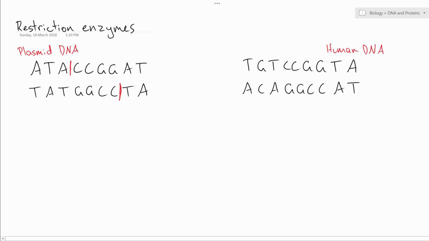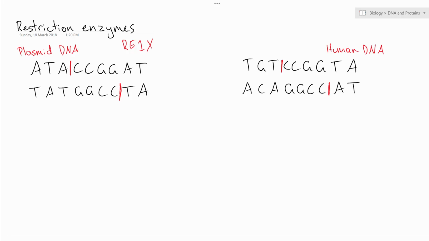Let's just call this restriction enzyme 1X. So let's assume restriction enzyme 1X cuts in this staggered fashion. Now, if we look at the human DNA and introduce this restriction enzyme to this human DNA segment, it's going to cut in exactly the same manner, at the start of the Cs and at the end of the Cs on each of those strands.